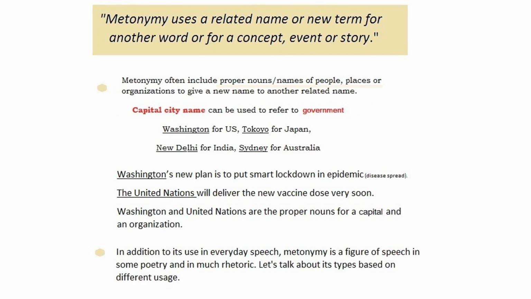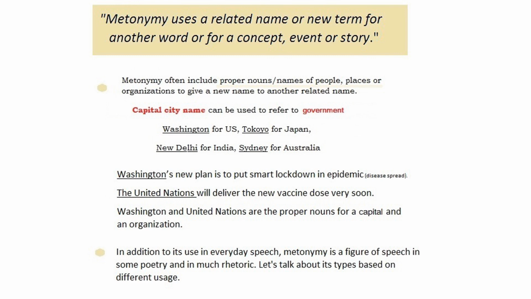Washington, which is the capital city of the U.S., is used to refer to the U.S. government. Washington's new plan is to put smart lockdown in pandemic. The United Nations will deliver the new vaccine dose very soon. Washington and United Nations are the proper nouns for a capital city and an organization.